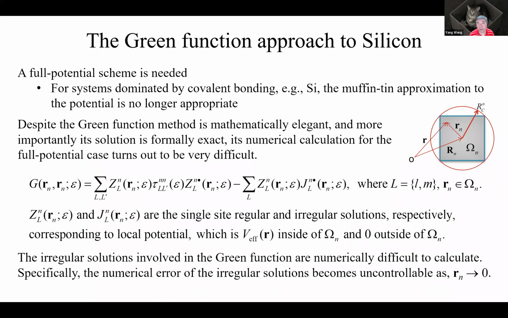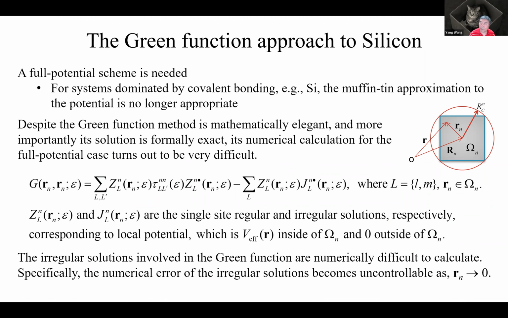Okay, so let's talk about the full potential. Obviously, we think full potential is needed because of covalent bonding, right? In that case, because of that bonding nature, the muffin-tin approximation is no longer appropriate. So then we want to try the Green's function method.